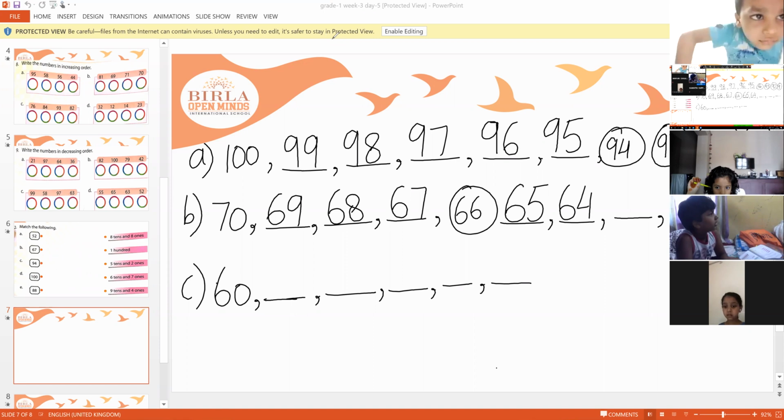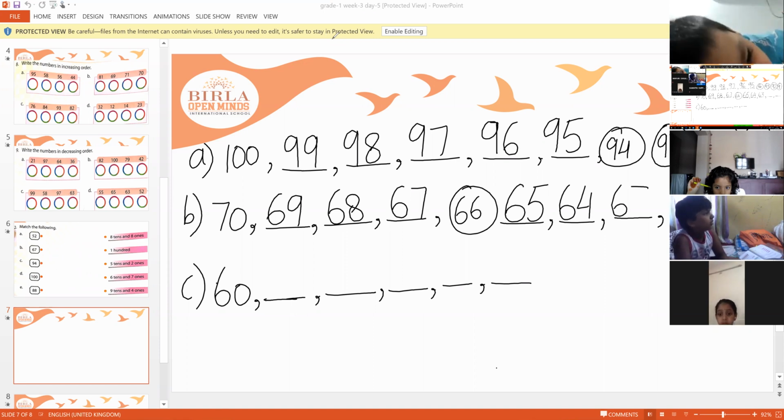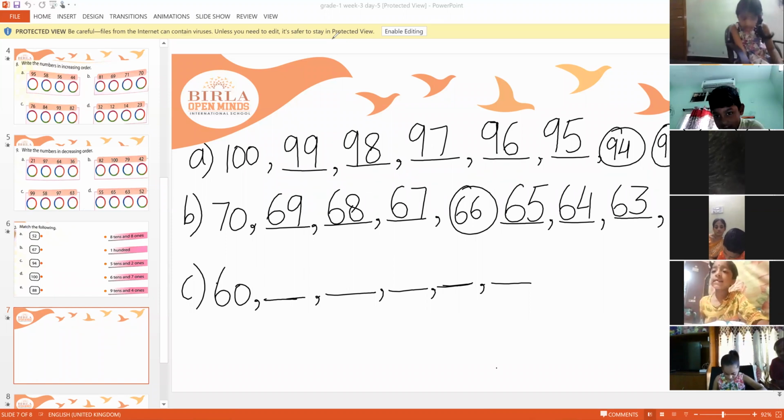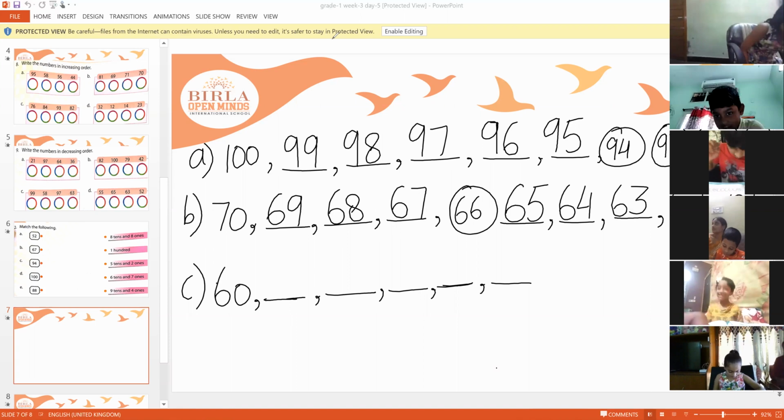Hanvit. Unmute yourself quickly, Hanvit. We don't have much time. Hanvit again, he's not there. Brinda Raj, you tell me what comes before 63, Brinda. 62, 61. Very good. Children, write down the answers quickly. Very good, Brinda.